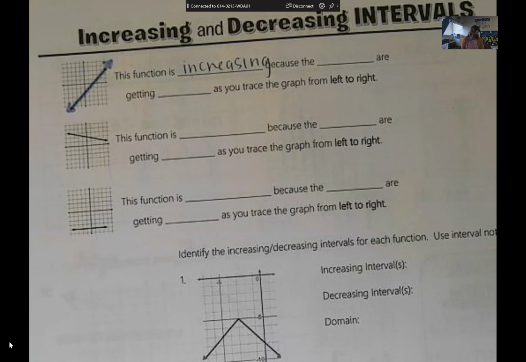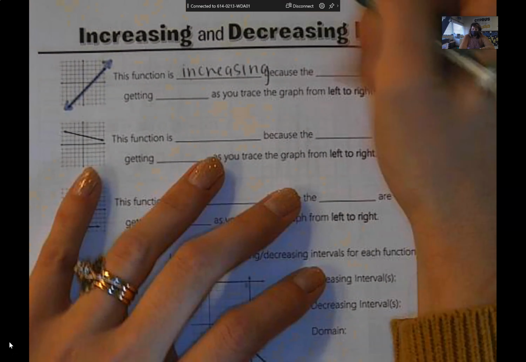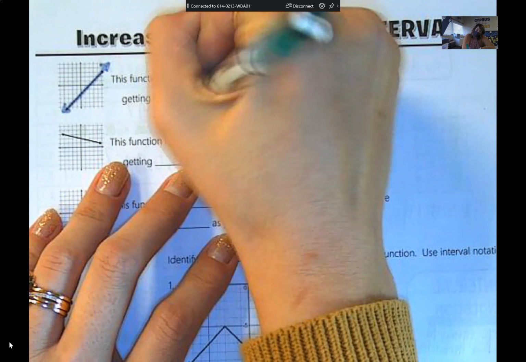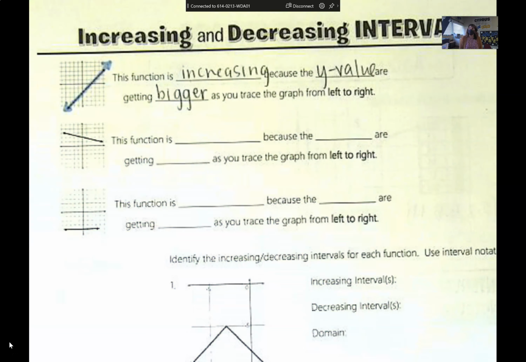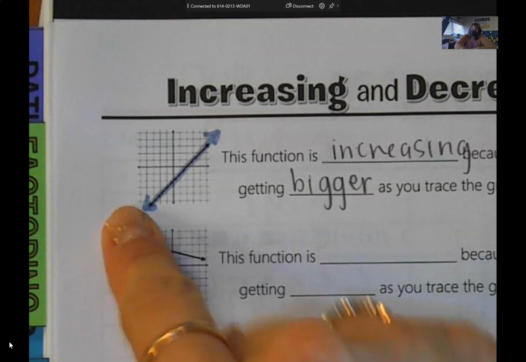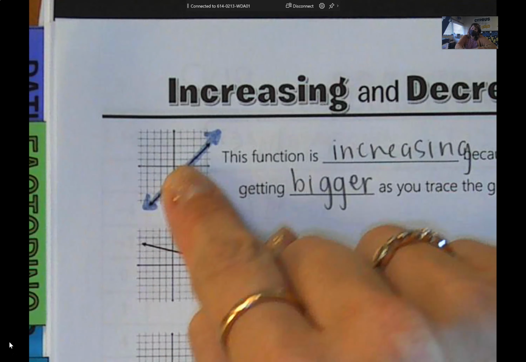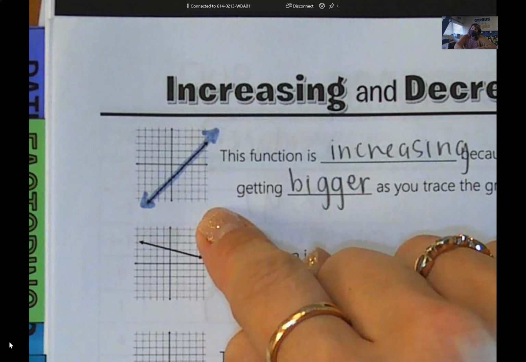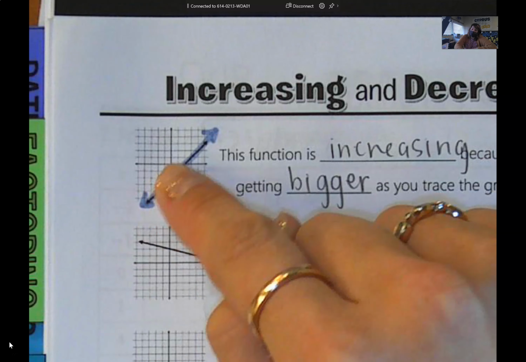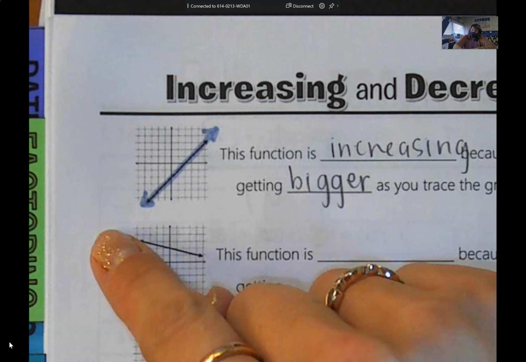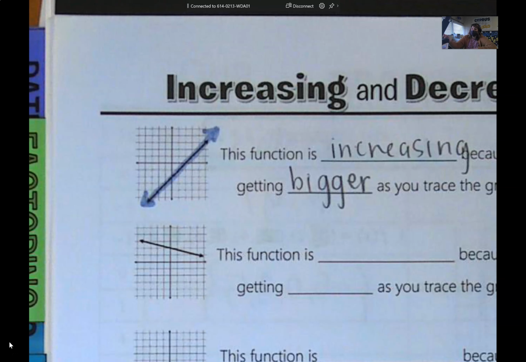No. Good guess, though. The function is increasing because the x values, nope, the y values are getting bigger as you trace the graph from left to right. So now I'll zoom in and tell you what's happening. You start at the left-hand side of the graph, and if I trace this graph, you can see that my finger is moving up. So what they mean is as I move left to right, the y is increasing. So here the y is 0 and then it goes to 1, 2, 3, 4, so on so forth. So if it looks like it's going up, then it's increasing.